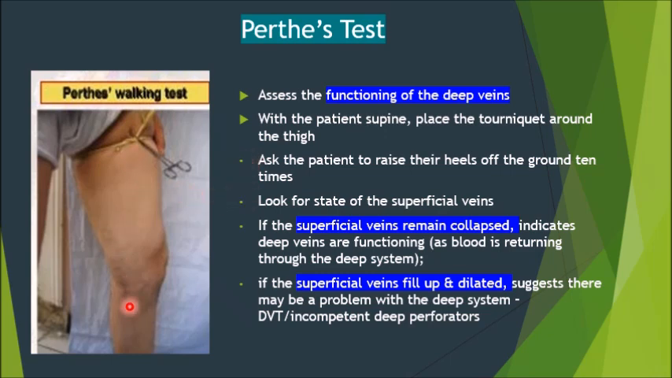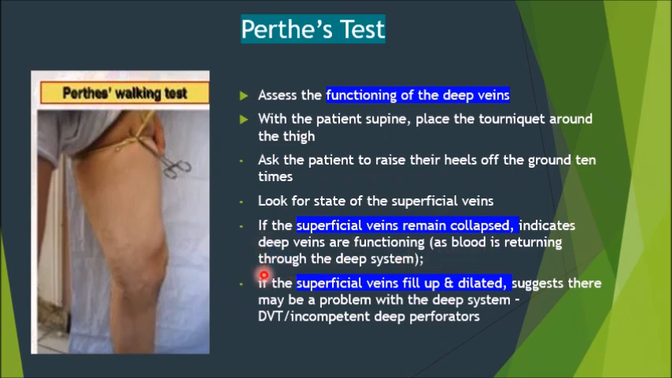If the superficial veins remain collapsed, as in this case, then it indicates the deep veins are functioning as the blood is returning back to the general circulation through the deep system. So the deep system is normal, patent.